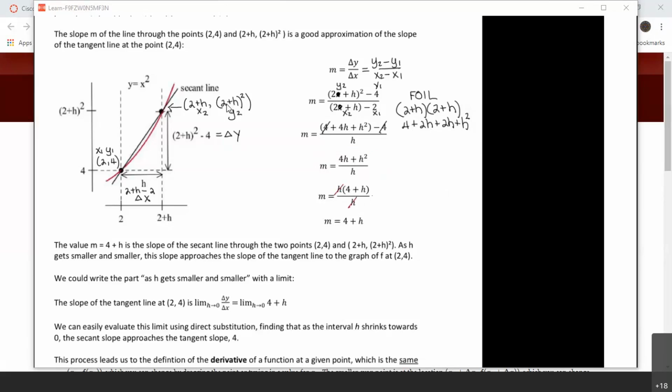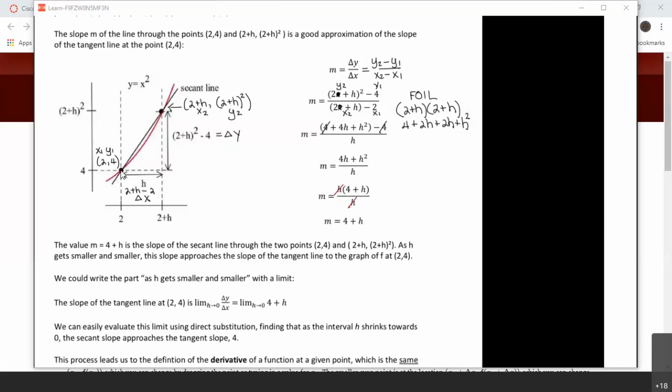And what's h? H is however far these 2 points are from each other in the x direction. So that's the slope of the secant line through these 2 points. And as h gets smaller and smaller, you can see this slope approaches the slope of the tangent line to the graph of f right at this point. Remember as we moved this point down, the secant line looked like it moved out and became a tangent line. A tangent line touches at 1 point, the secant line goes through 2 points.